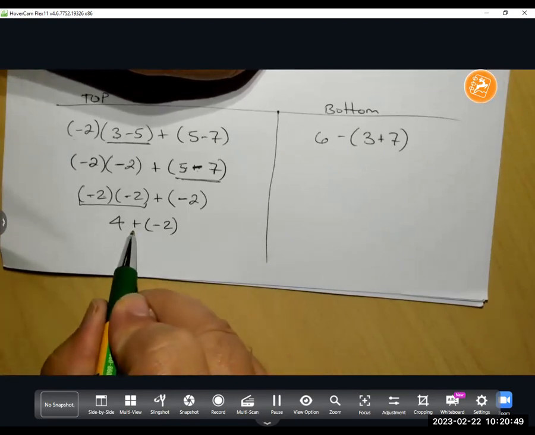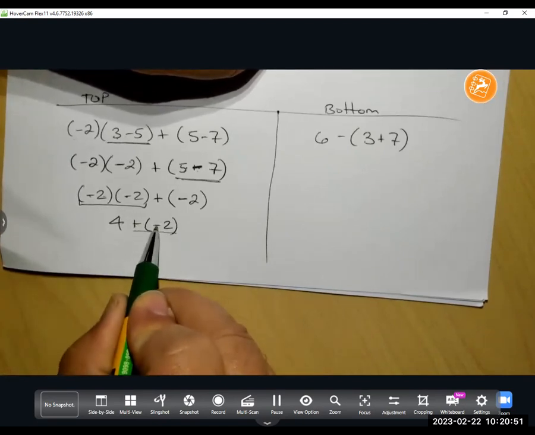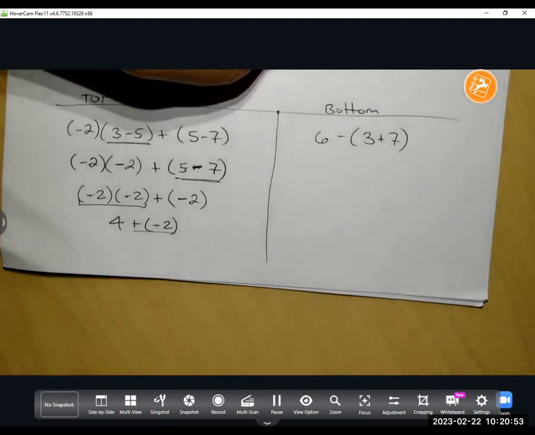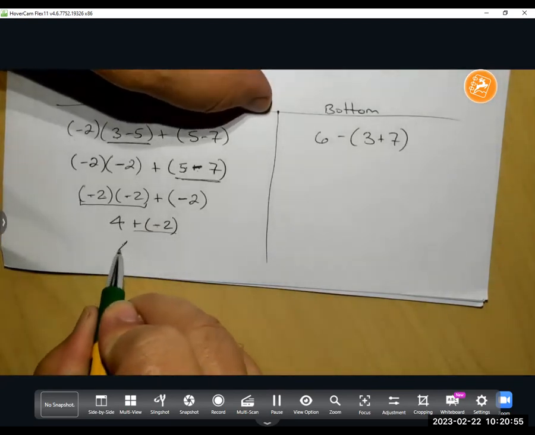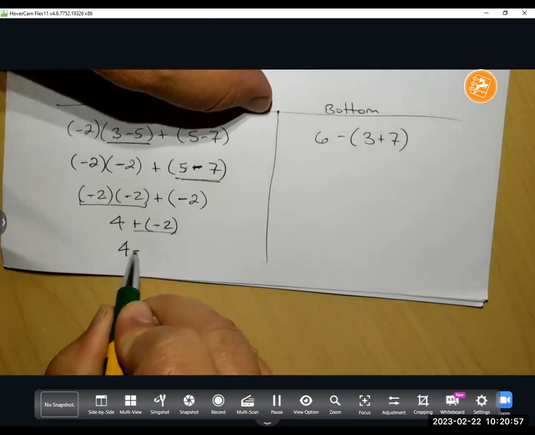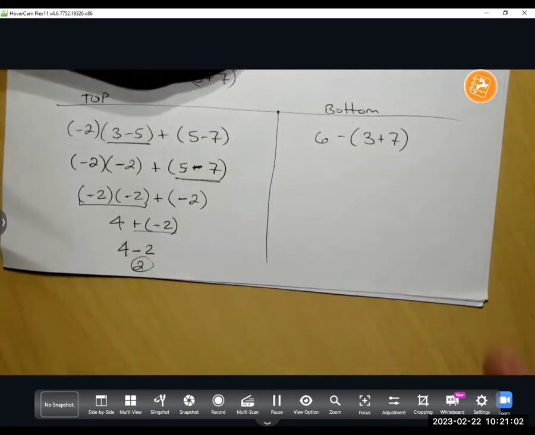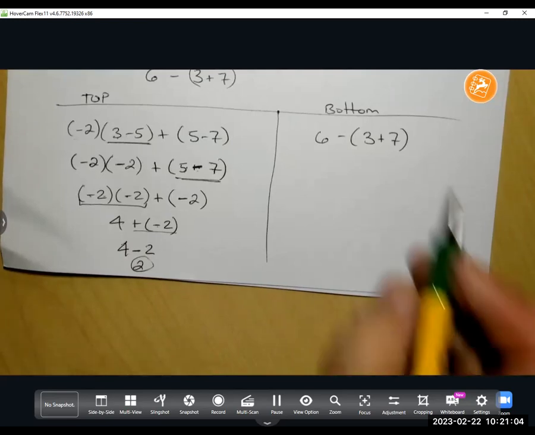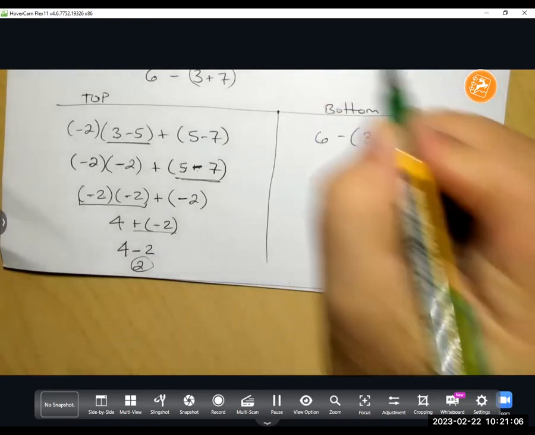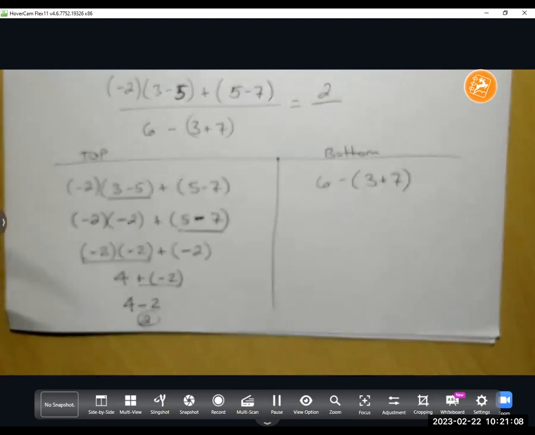Now we have another multiplication. Positive times negative. What does that become? Signs are different. It becomes negative. 4 minus 2 is 2. So that's our top number.